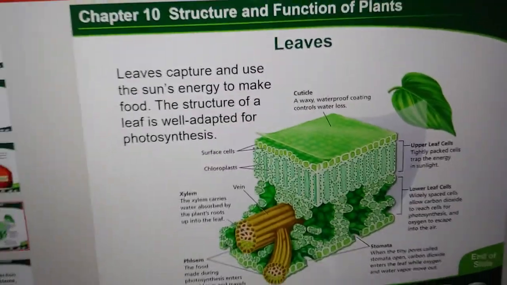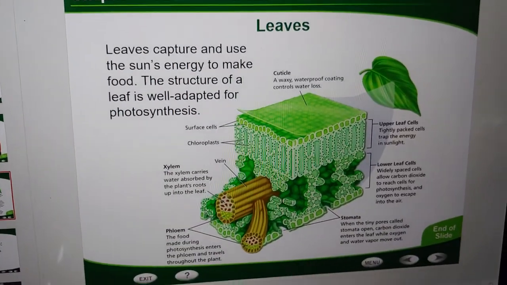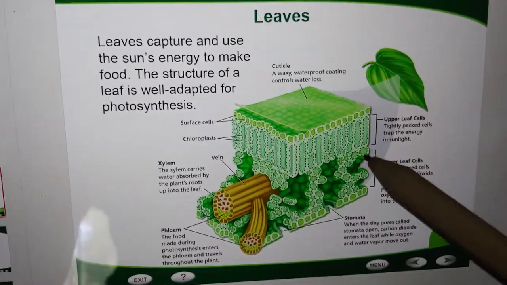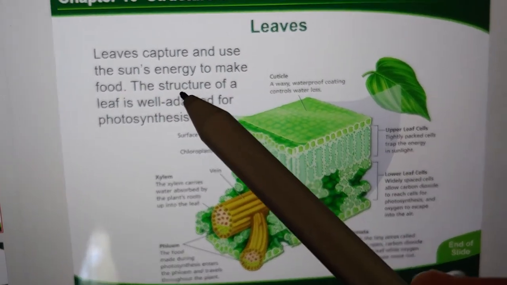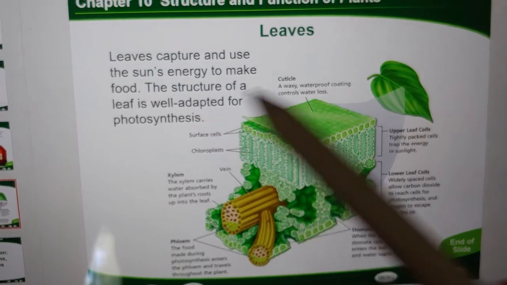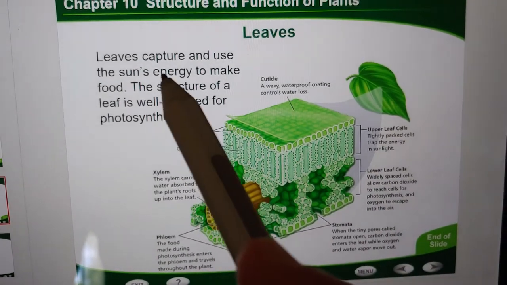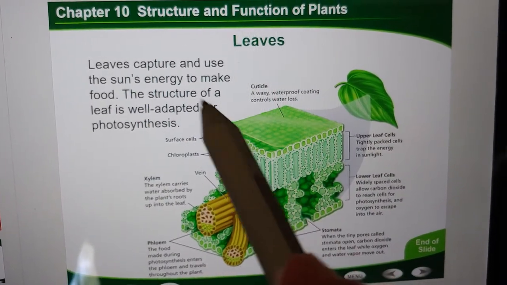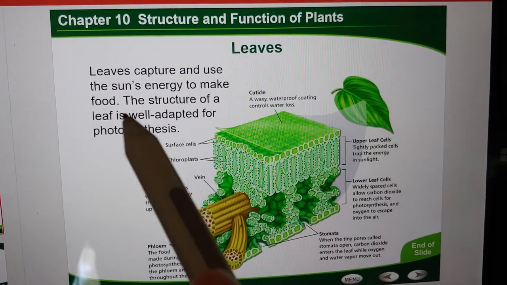Okay. Last slide. Now we're at leaves. Leaves are vital because it's the leaves that capture the sun energy to make food. Specifically, the energy doesn't get turned into food. We use the energy to help us make the food.